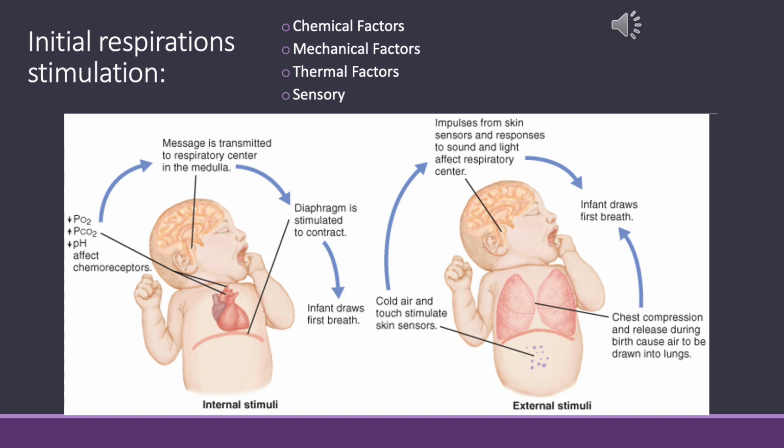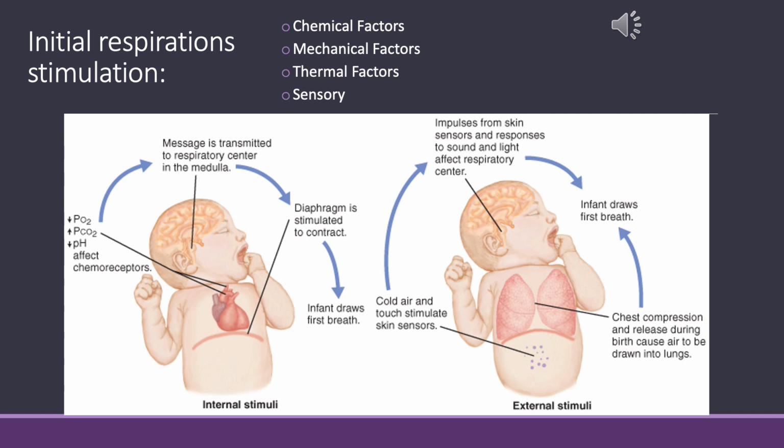The chemical factors refer to the chemoreceptors in the carotid arteries and the aorta, and they're going to respond to any decreased oxygen in the blood. The mechanical factors occur with delivery. This is when the fetal chest is compressed by the narrow birth canal. That is going to aid in forcing out any extra fetal lung fluid from the alveoli.